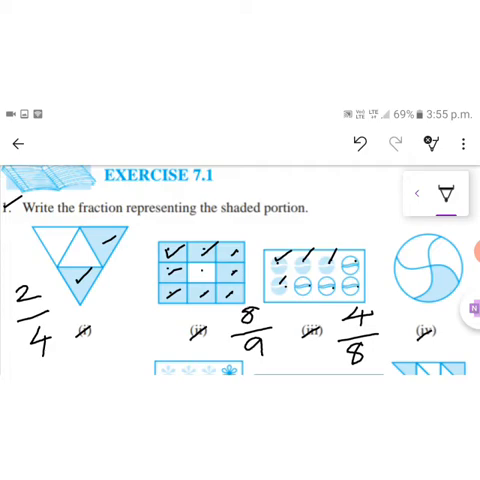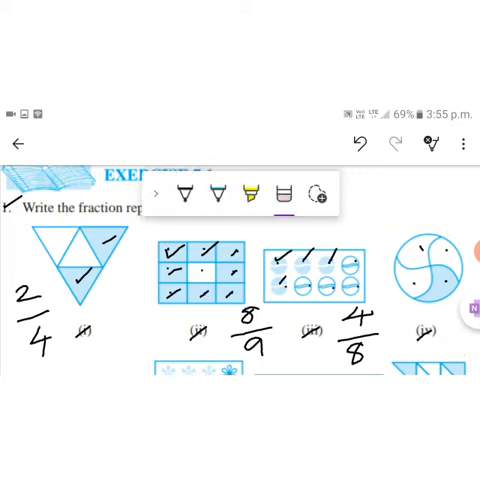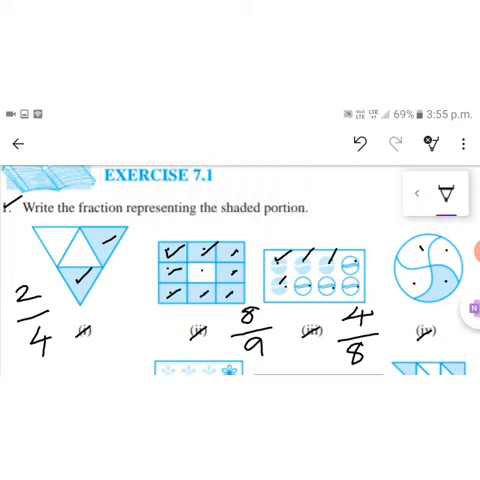Fourth one. Total number of parts is 1, 2, 3, 4. Write the total number of parts in the denominator. Number of parts shaded is 1. Shaded part should be written in the numerator. Therefore the fraction is 1 by 4.